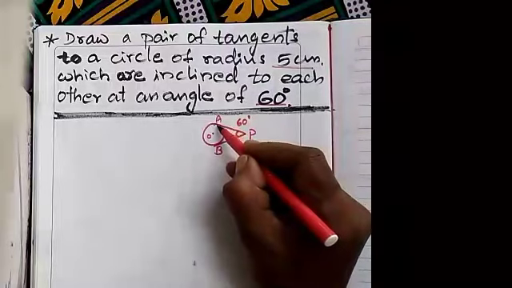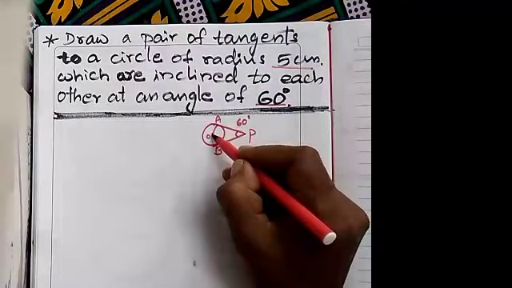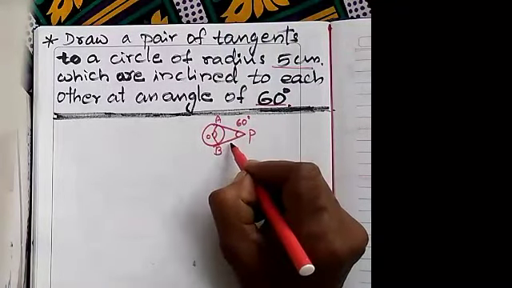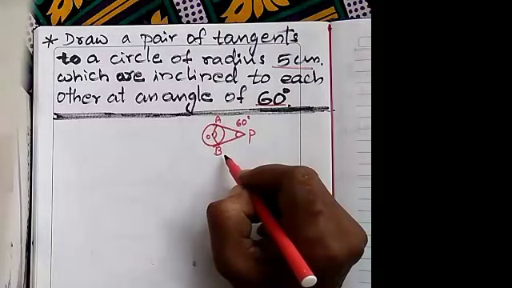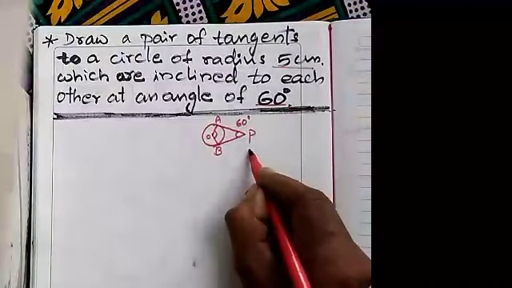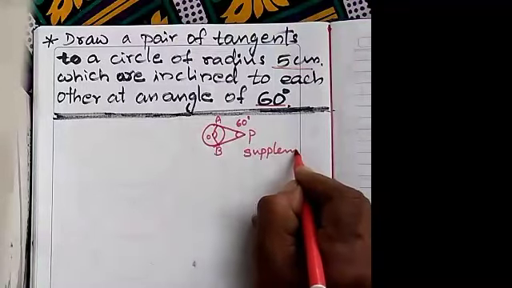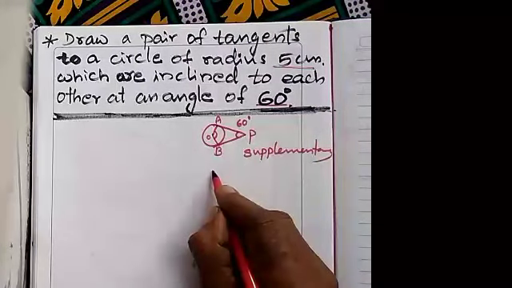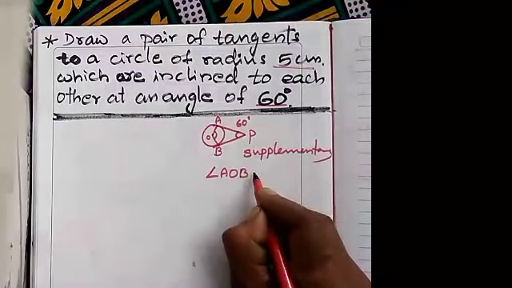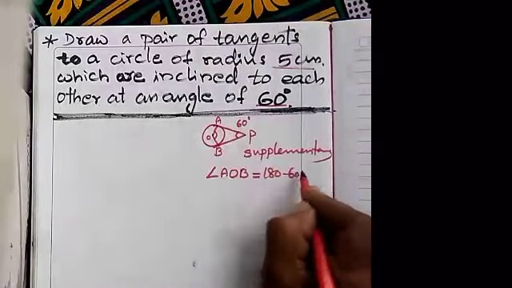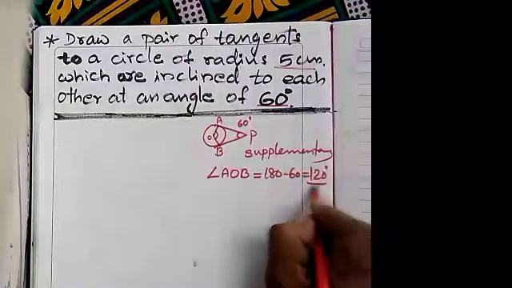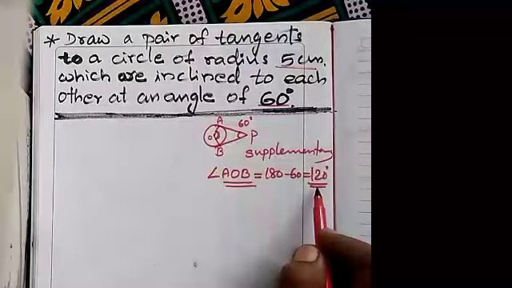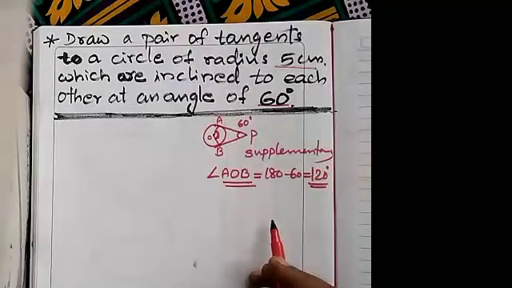For that we can apply the idea that you have studied. Do you remember, is there any connection between the angle between the tangents and the angle between the radii? They are supplementary, which means their sum is 180 degrees. So can you say the measure of angle AOB? AOB equals 180 minus 60, which is 120 degrees. Angle AOB equals 120 degrees. By applying this idea, we can construct the pair of tangents.